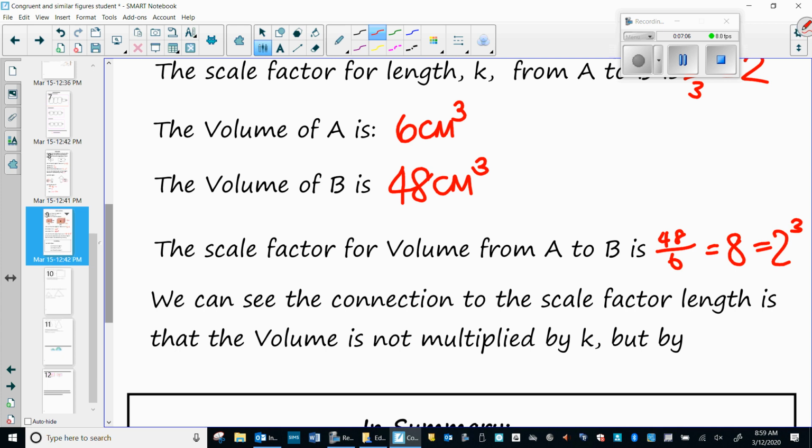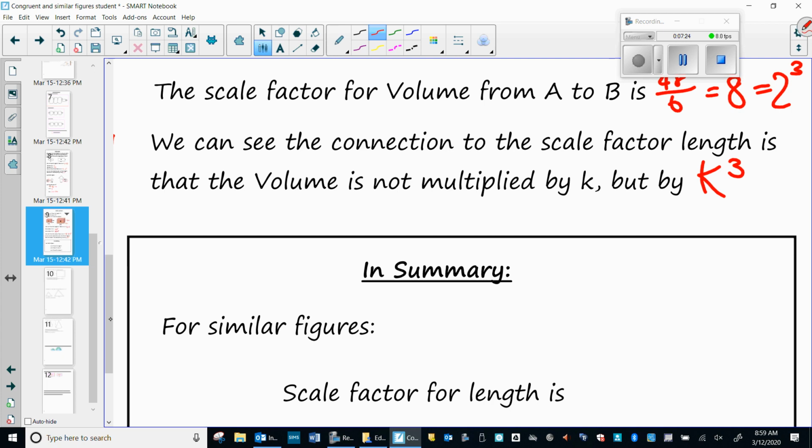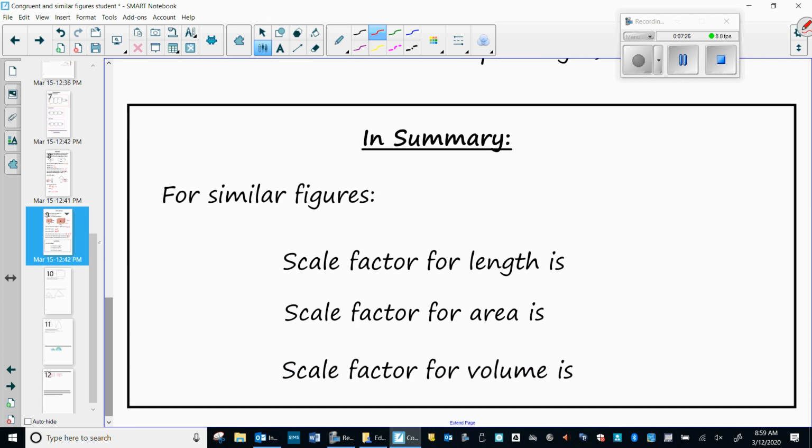As I said, I'm sure that you were not surprised by that. So the scale factor for length is k, and the volume would be k cubed. This is a little summary. Scale factor for length, we call k. Scale factor for area would be k squared. Scale factor for volume would be k cubed.